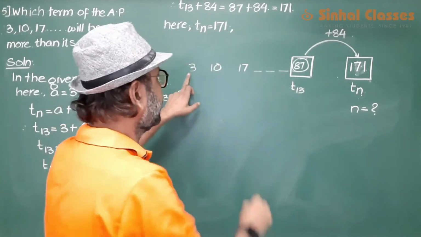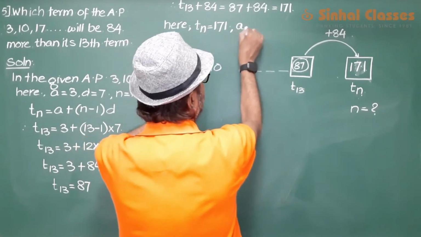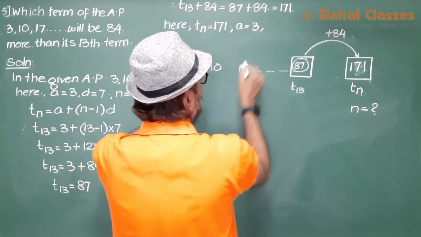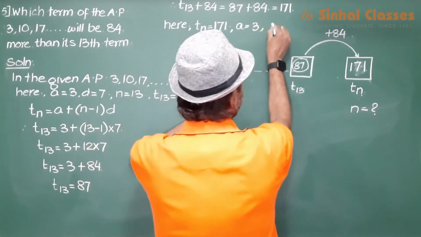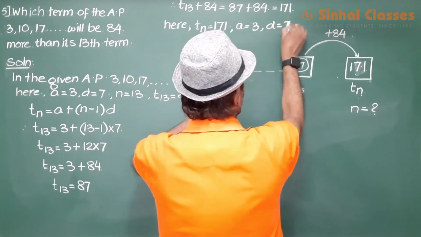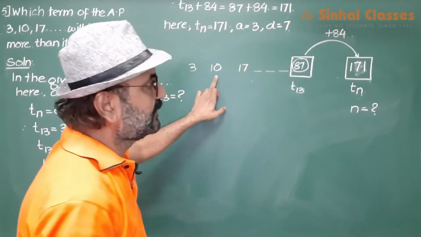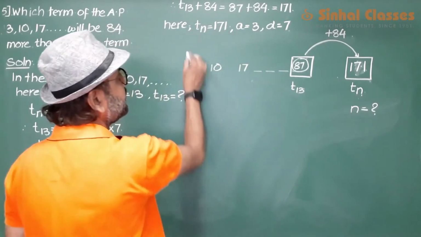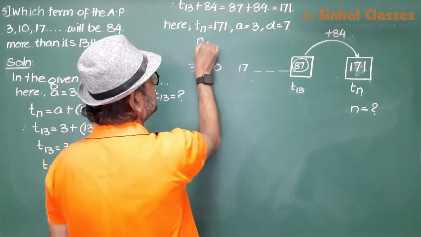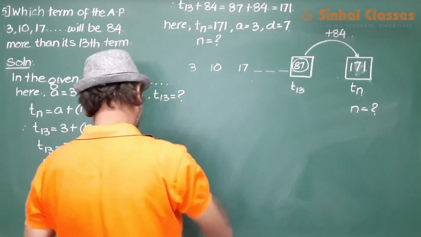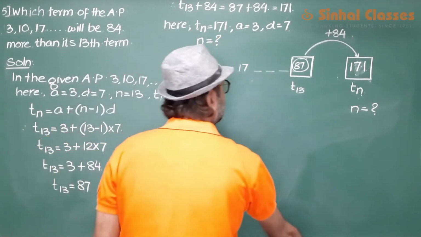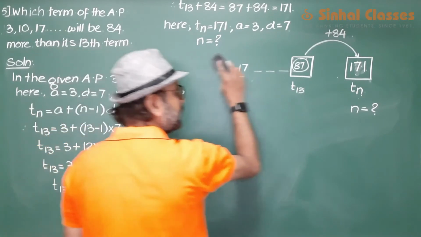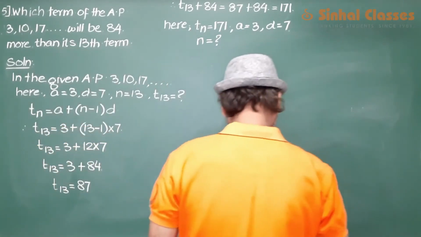First term of the same AP is 3. Difference of the same AP is 7. And we were asked to find out the value of n. So we will find out how much is n. Now we will start solving this and we will get the answer.